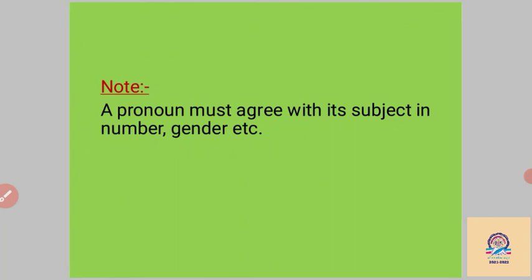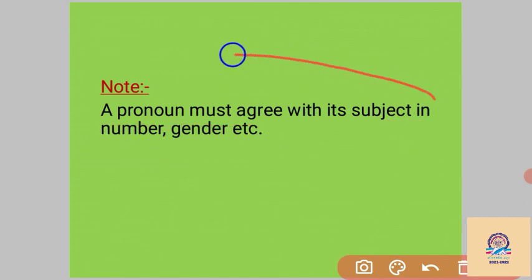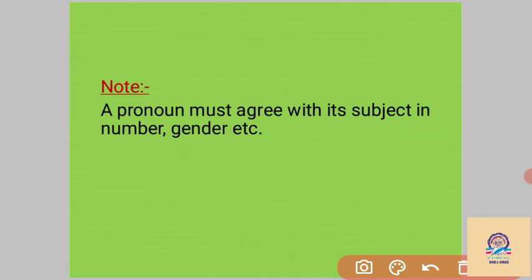Then one note is given here. A pronoun must agree with its subject in number and gender, etc. This note is most important. Whatever pronoun we use must agree with the subject. If the subject is singular, we have to use a singular verb, and the gender and number must also be singular. And if the pronoun is plural, we have to use the noun number and gender in plural forms. So a pronoun must agree with its subject in number and gender.